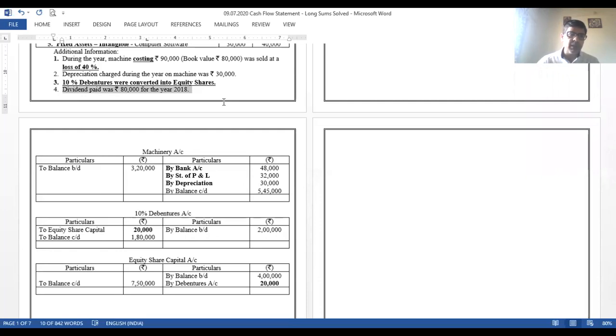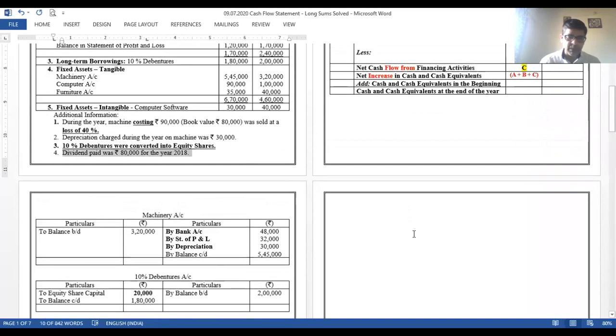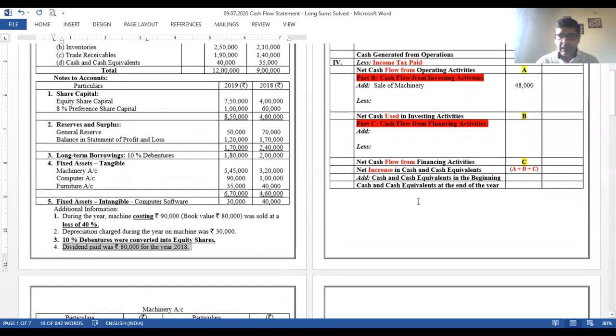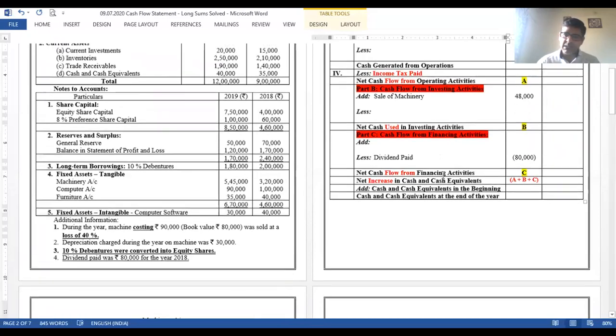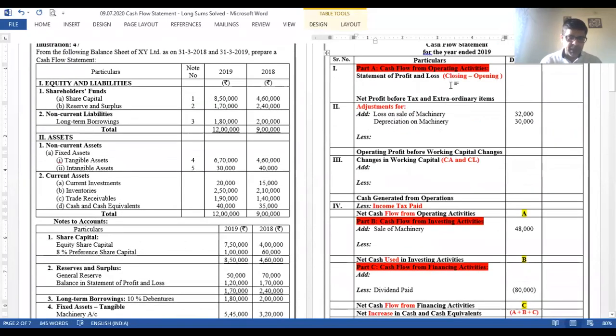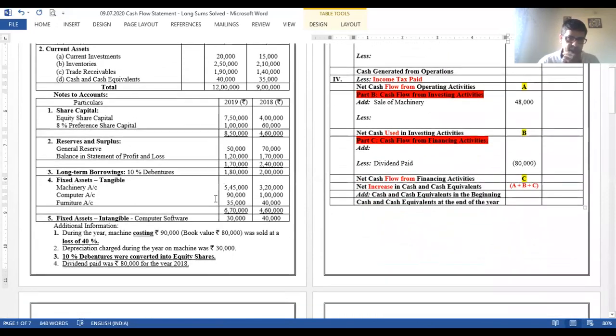This is now the fourth adjustment. Dividend paid was 80,000 for the year 2018. Dividend paid has been given to us. This is also an important adjustment. Now when dividend paid is given, we have to go to financing activity and show it by way of deduction over there. Dividend paid, rupees 80,000, and dividend paid is an outflow of cash. Dividend is a part of debt, so we need to put it over there. Dividend paid and amount is 80,000. Okay, so we are done with the 4 adjustments.